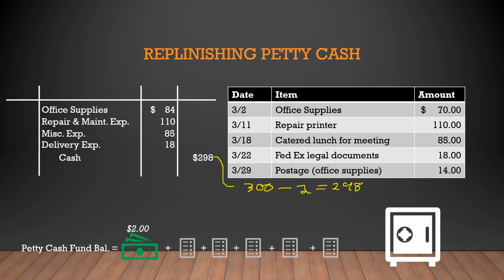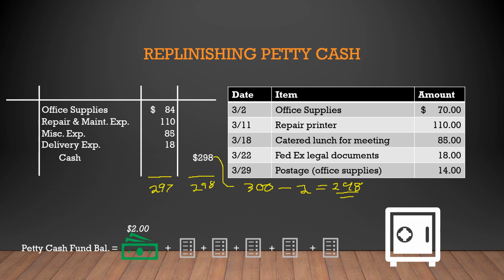Remember, $298 is the amount we have to take out of the bank and put back in the box to get it back to $300. Now we have a problem in that we have $298 in credits, but we still have $297 in debits.